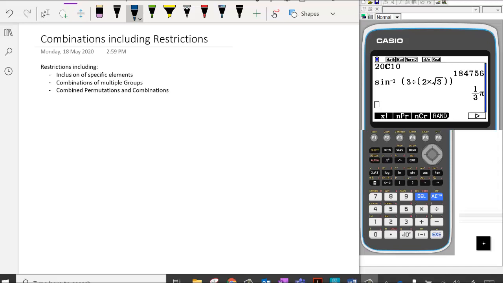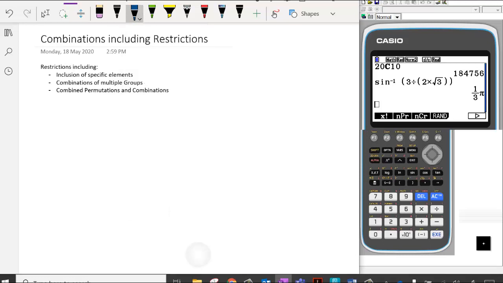In this lesson, we're looking at combinations including restrictions. So the focus of this lesson is about being able to identify scenarios where we have restrictions and then working out how we can calculate the total number of selections including those restrictions.